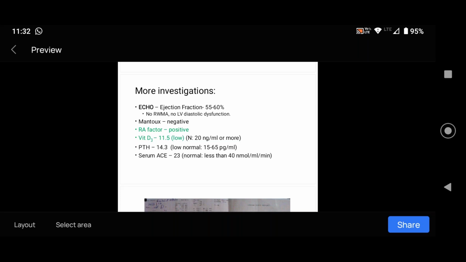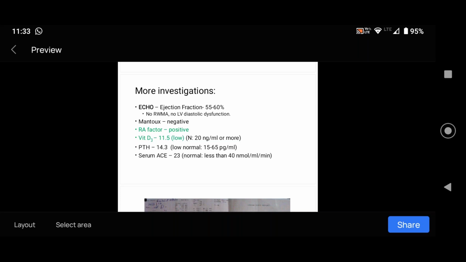What is RWMA? Regional wall motion abnormalities. No regional wall motion abnormalities, meaning there was no LV abnormality. The LV was contractile and moving well. No LV diastolic dysfunction.